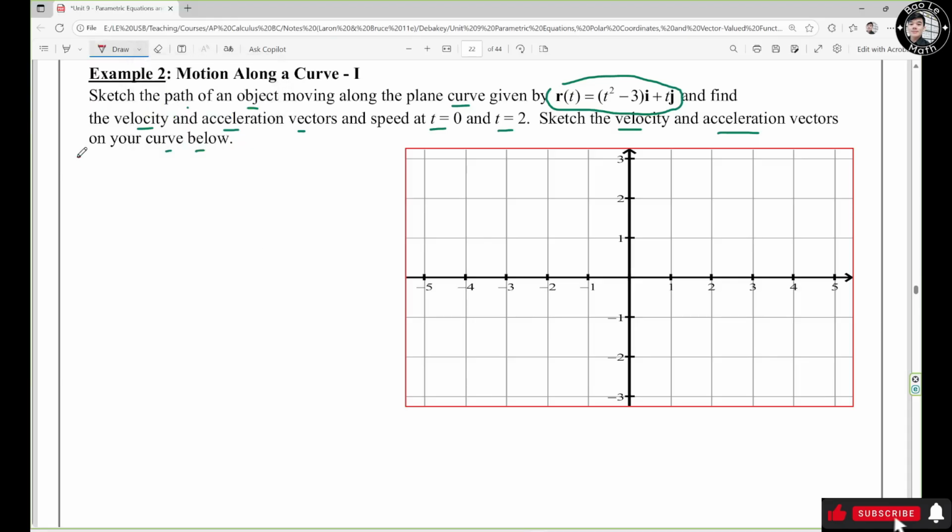Alright. Now, first, you need to sketch this one. In order to sketch this one, you need to find the values of t, x, and y. Now, the x component is t squared minus 3, and the y component is t. So you have the t just right here.